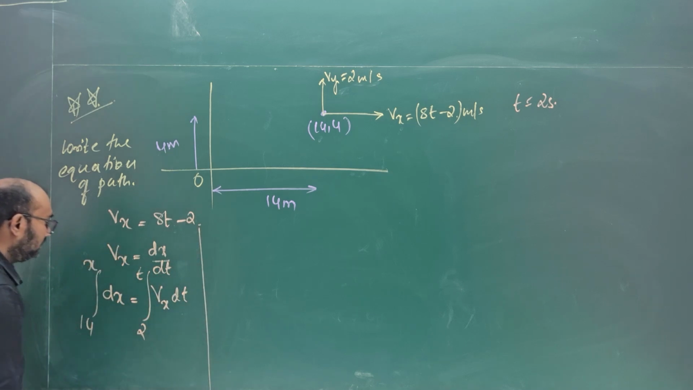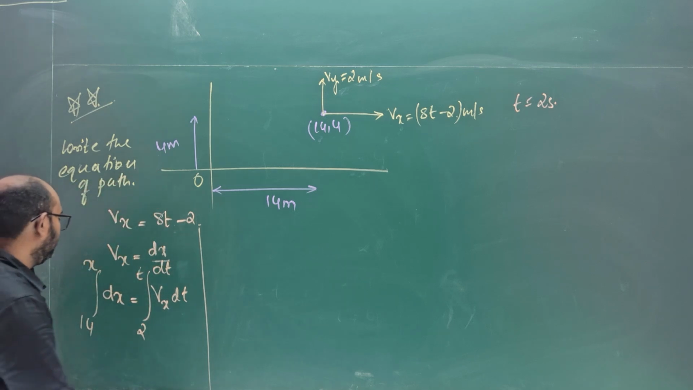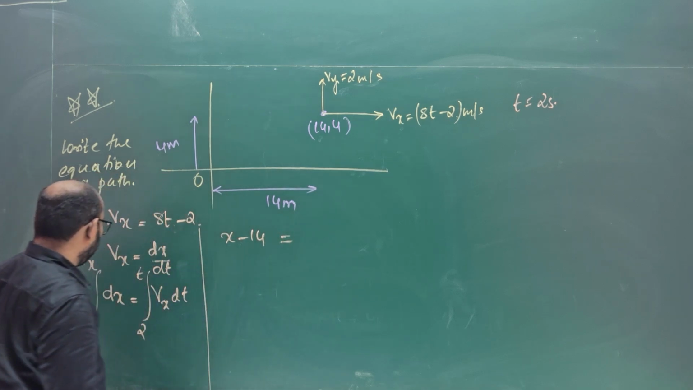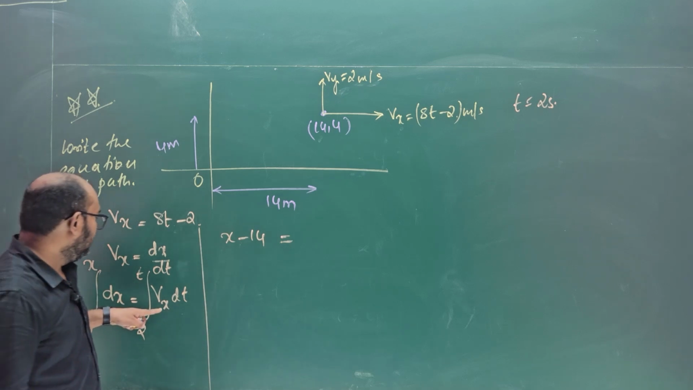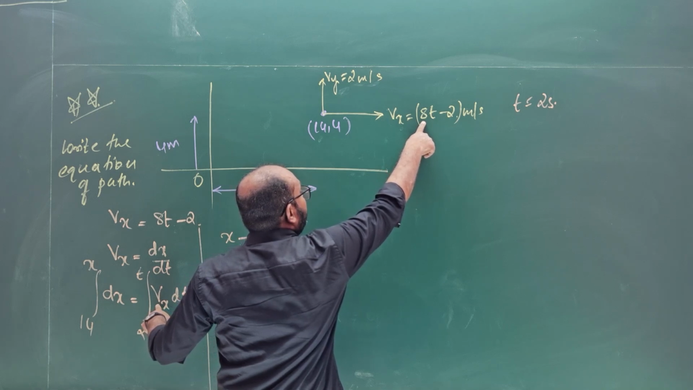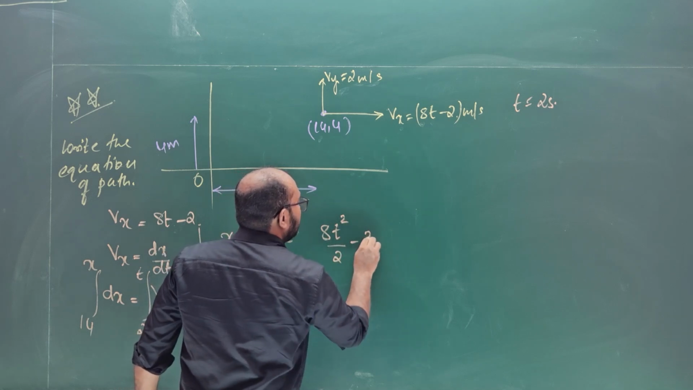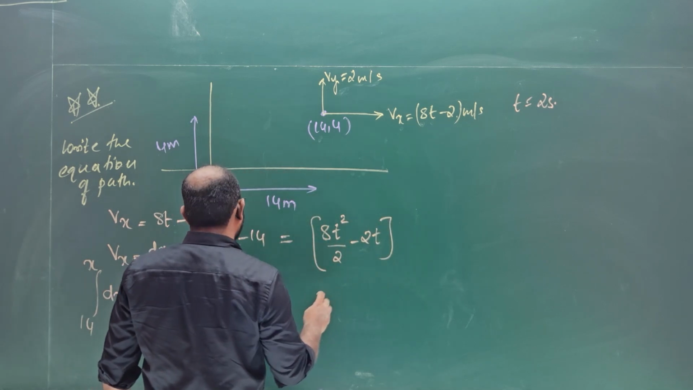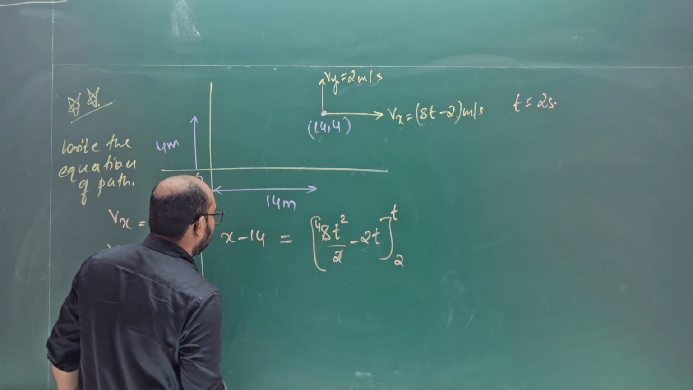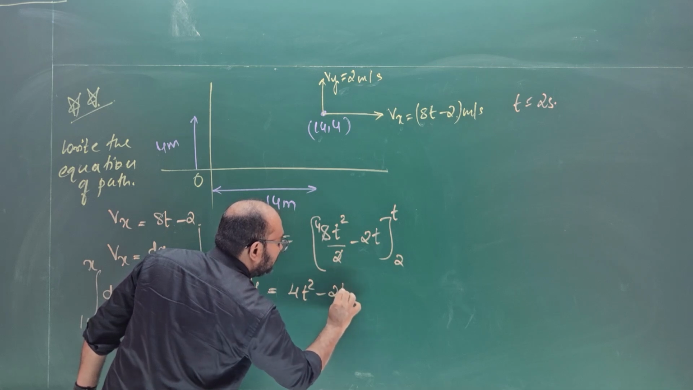Now, the next thing, Vx is what? 8t minus 2. So this can be written as x minus 14, which equals upper limit minus lower limit. Then Vx is 8t minus 2. Integrate this one. If you integrate this, 8t square upon 2 minus 2t. What is your upper limit? t, and lower limit is 2. Can I cancel these ones and fours? So x minus 14 equals 4t square minus 2t.